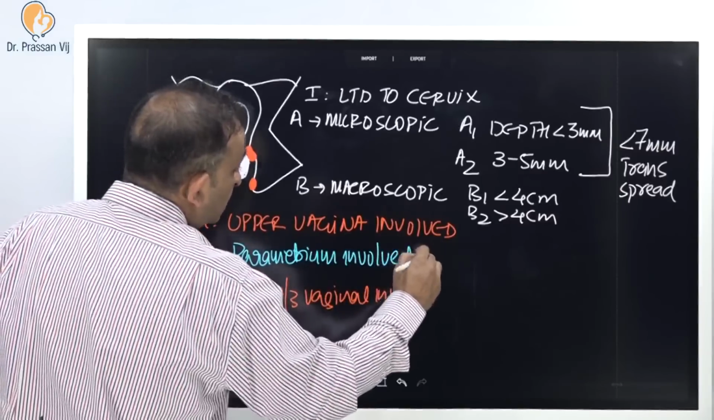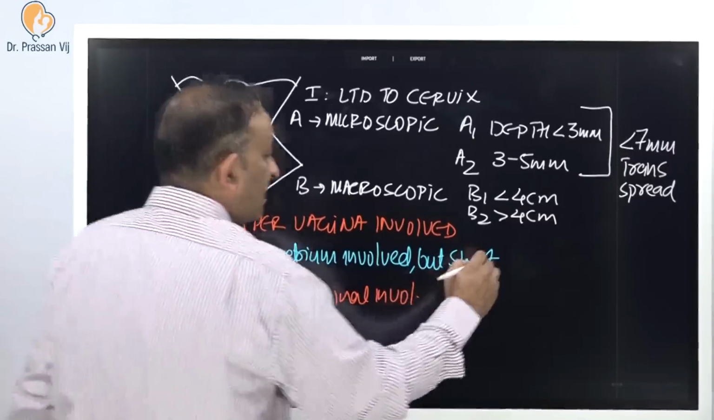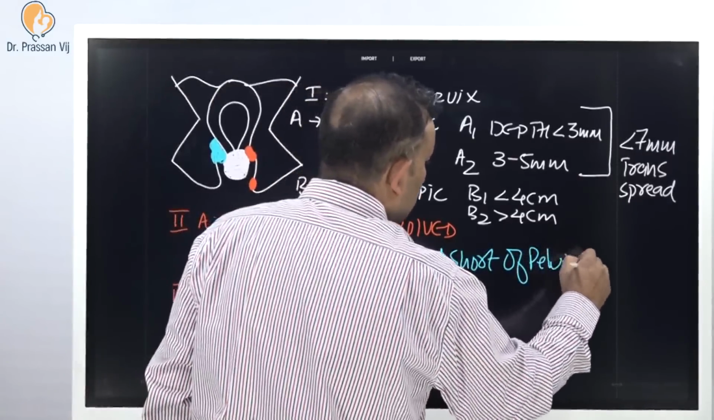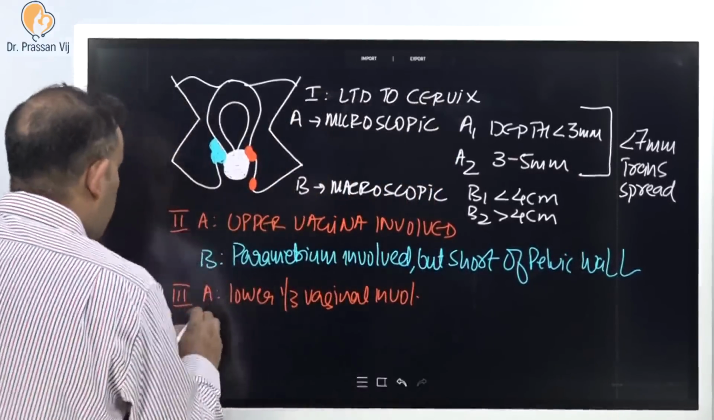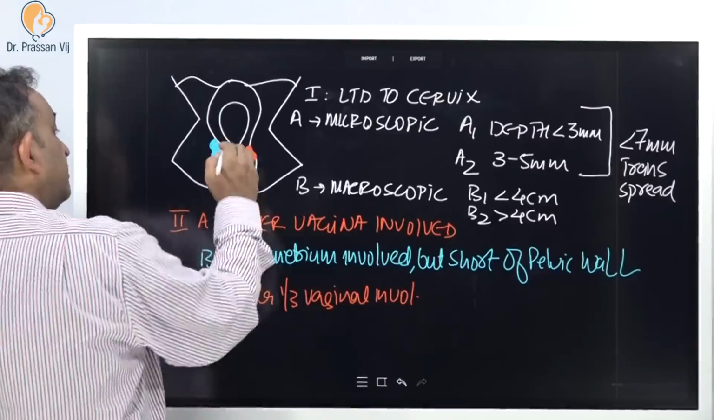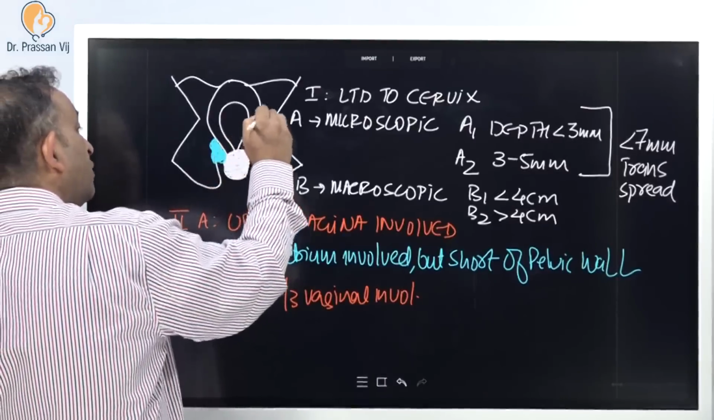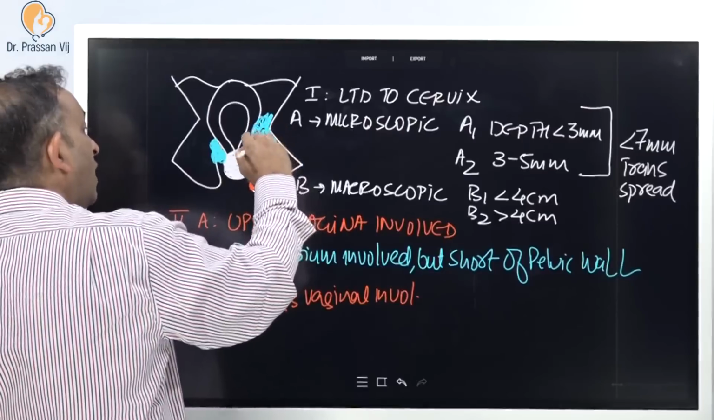But short of pelvic side wall. Now, stage of parametrium in which the cancer is going all the way to the pelvic side wall.